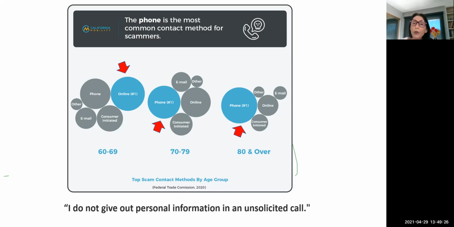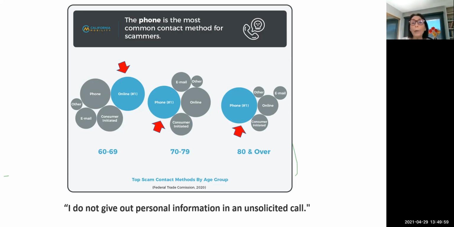I heard a suggestion where you take a piece of paper and you write down on that piece of paper something like what I wrote down here at the bottom of the screen. I do not give out personal information in an unsolicited call. And if you have that written down by your telephone, where you don't have to think, somebody calls you up and starts telling you something, all you have to do is read the little script and then hang up the phone.